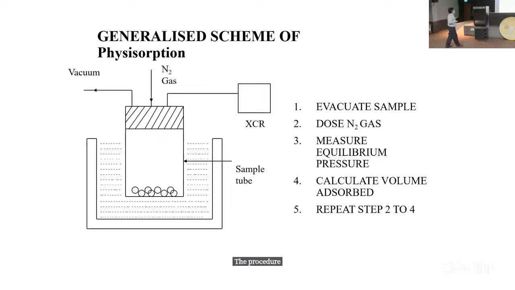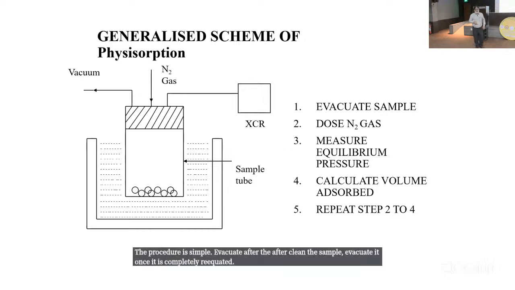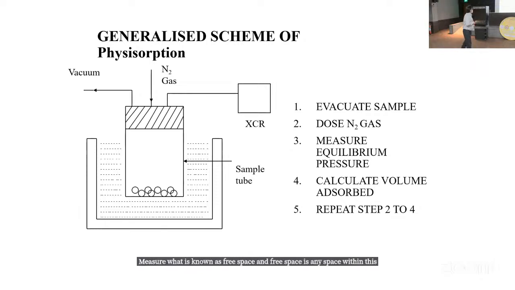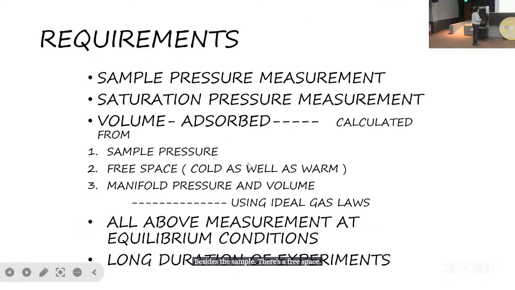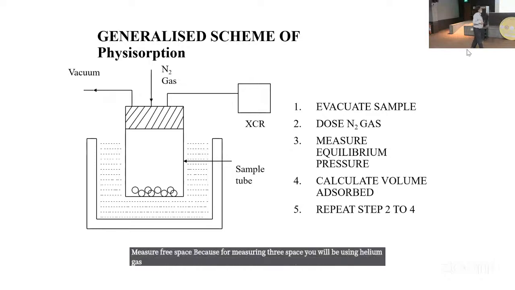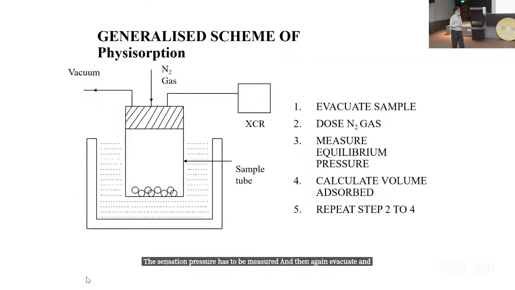The procedure is simple. After you have cleaned the sample, evacuate it. Once it is completely evacuated, measure what is known as free space, and free space is any space within this volume besides the sample. Measure free space, because for measuring free space you will be using helium gas. Once the free space is measured, the next step I believe is a measurement of P0, even that is not shown here. The saturation pressure has to be measured. And then again evacuate and start the adsorption. Okay?